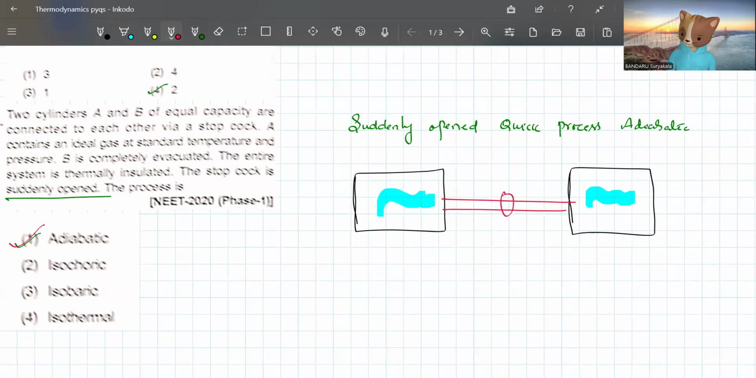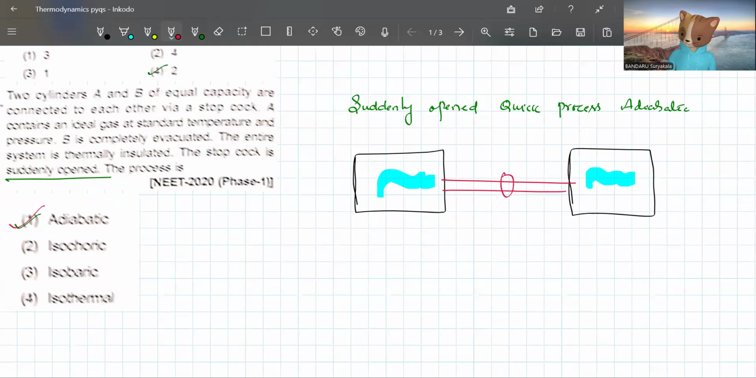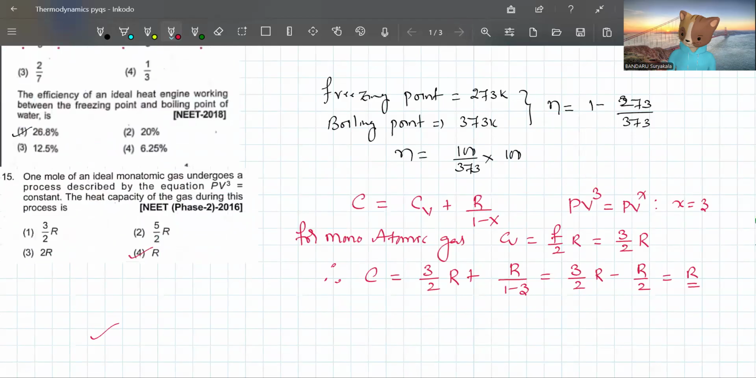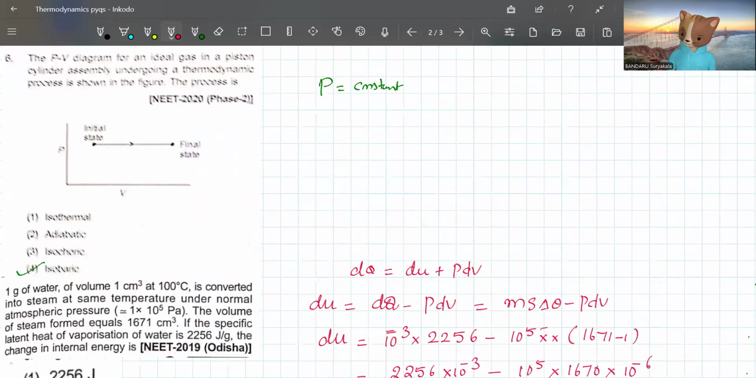Okay, next. Now see, a PV diagram of an ideal gas in a piston cylinder is given. See the diagram, the graph. This is the graph they gave. It is perpendicular to the pressure axis, which means pressure constant. Pressure constant means it is an isobaric process. This is an isobaric process.